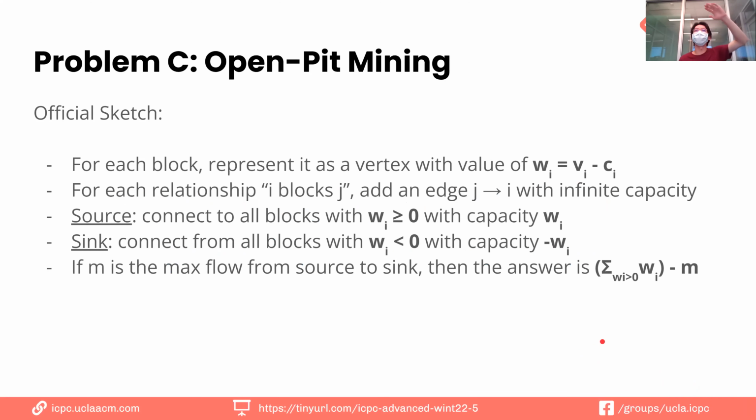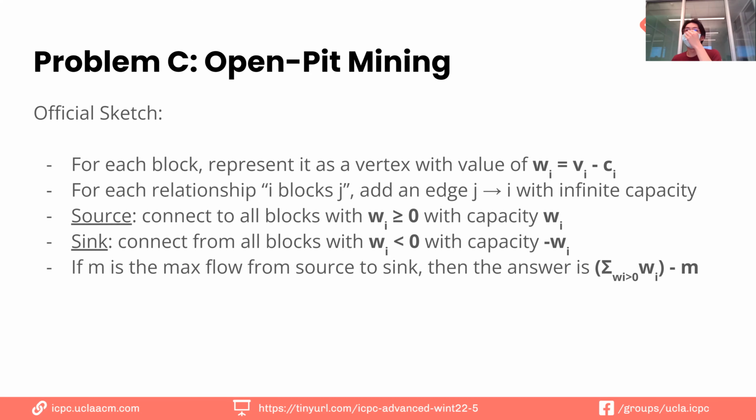So, first item. For each block, represented as a vertex, we give it a value W, which is its value minus its cost. So this is just compressing the problem. Basically, blocks are either positive value or negative value. If you mine it, you're either losing money or gaining something from it. Okay, that makes sense. And for each relationship, if block I requires block J, then we add an edge from J to I with infinite capacity. This will be apparent why we do this shortly. So J to I, not I to J, we go backwards.